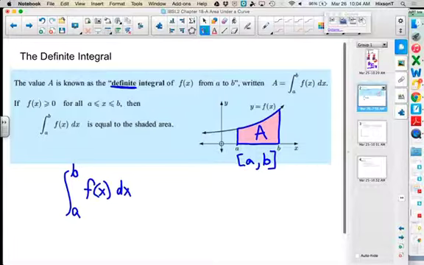dx. What that tells us, remember when we did our derivatives, you had dy dx, and dx told you what variable you were taking the derivative with respect to. Here, this again tells us that we're integrating with respect to x, in this case. So the integral from a to b of f of x dx is how we would read that.